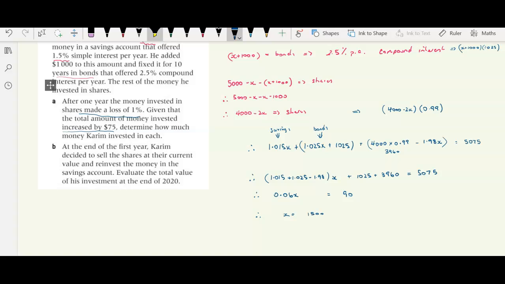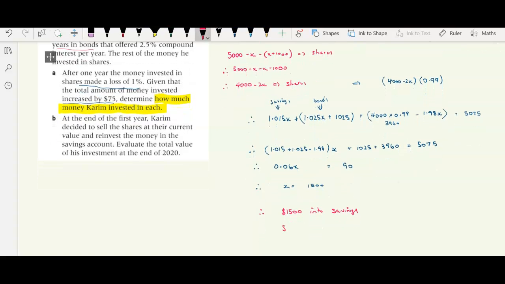So, determine how much money Karam invested in each of the schemes. Therefore, $1,500 into the savings account. What was it, 1,000 more than that, so $2,500 into bonds, and then the rest, which was $1,000, into shares.